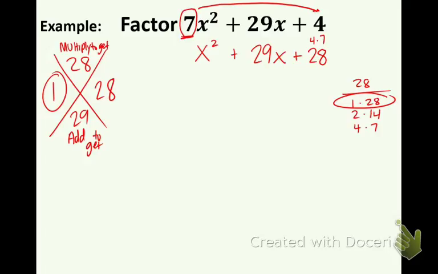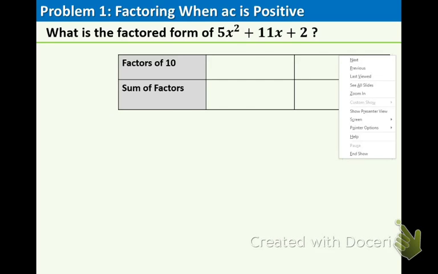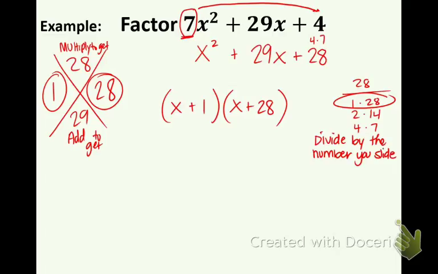So take those 2 numbers, the 1 and the 28, and put them in the parentheses. This is a review from the previous lesson. x plus 1, x plus 28. All right, slide is done. Now divide. Divide by the number that you slid. I'm going to write that down the side, and I want you to do the same. That is the number that you circled in the beginning. So I'm hoping that 7 is really popping out to you right now. So divide by 7 to both numbers. You're always going to divide by the leading coefficient, the number that you circled and you slid.